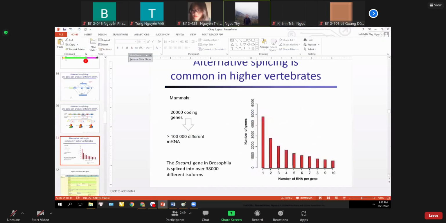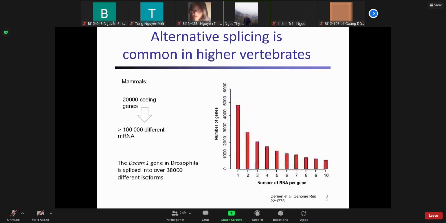And the higher the vertebrate, the higher-level organisms, the more alternative splicing they might have. So scientists have found out that in Drosophila, the DSCAM1 gene has over 38,000 transcript variants. That means this gene encodes more than 38,000 mRNA transcripts.